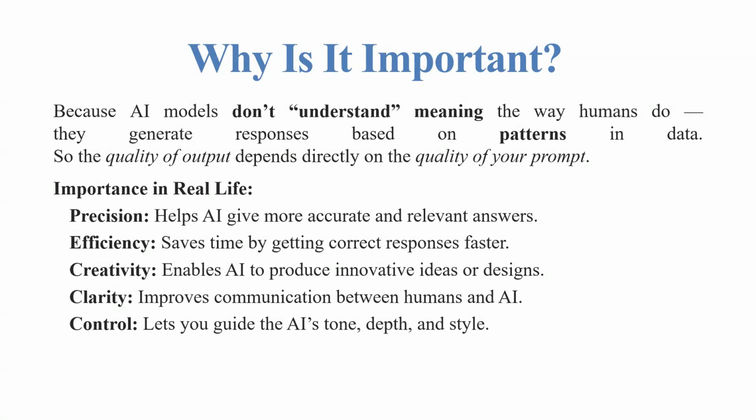Imagine if you ask ChatGPT, tell me about Java. Now the AI has a problem. Are you asking about the Java programming language, the Java island in Indonesia, or Java coffee? Since the prompt is unclear, the AI has to guess. Now let's improve the prompt. Instead of saying, tell me about Java, if you say, explain the Java programming language for beginners with simple examples, now the AI understands exactly what you're looking for. The answer becomes much more accurate. This is why prompt engineering improves precision.